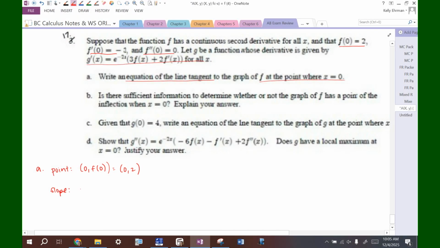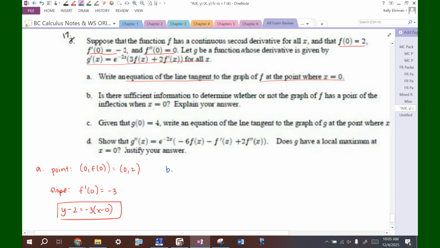What's the slope? I need f prime of 0. They've given me that. f prime of 0 is negative 3. So that's easy. y minus 2 equals negative 3 times x minus 0. Simplify that if you want. That's all I have to do for the first part.